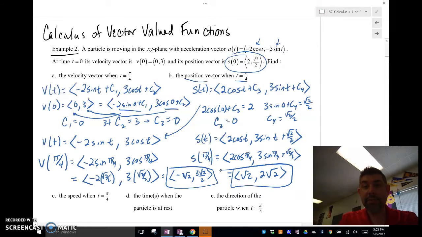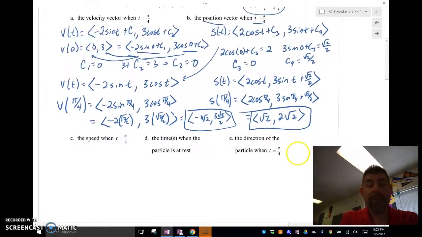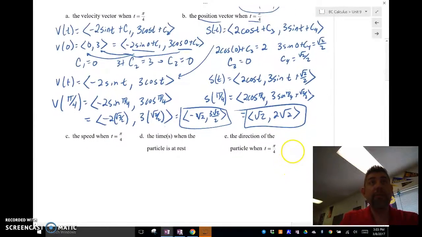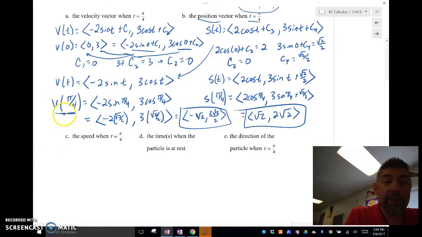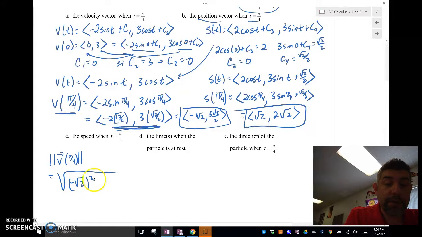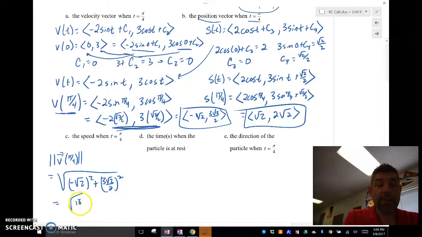So again, you saw that we were going to do some antiderivatives. What's the speed at time t equals pi over 4? The speed, remember, is the magnitude of the velocity vector. We already have the velocity at pi over 4, so we only need to find its magnitude. That's going to be the square root of negative root 2 squared plus 3 root 2 over 2 squared. You can leave your answer like that, or if you really wanted to, you can simplify it a little bit. Square root of 13 over 2, something like that.